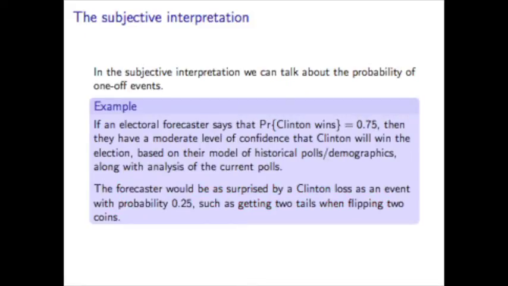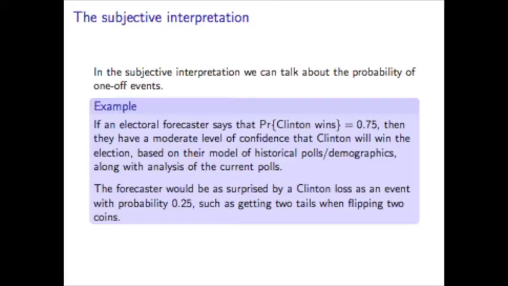In the subjective interpretation, it's quite legitimate to talk about the probability of one-off events, such as the outcome of an election. So let's think about a recent example. An electoral forecaster might say that Hillary Clinton has a probability of 0.75 of winning the US presidential election. And what this means is that the forecaster has analysed historical polls from previous elections and developed a model for how much predictive power they have about future elections. The forecaster has then looked at current polls and developed a level of confidence that Clinton will win the election.